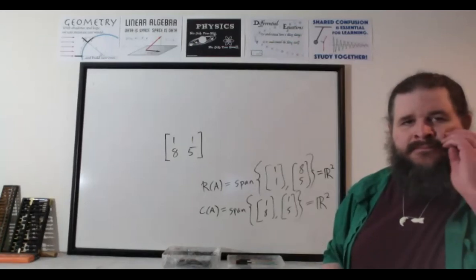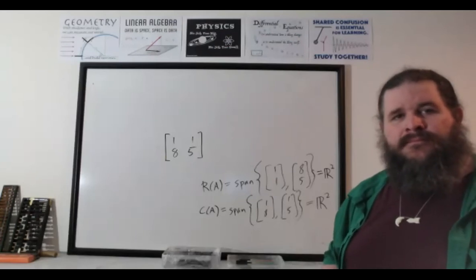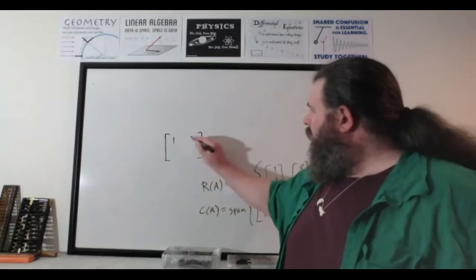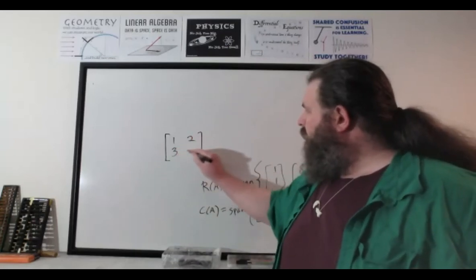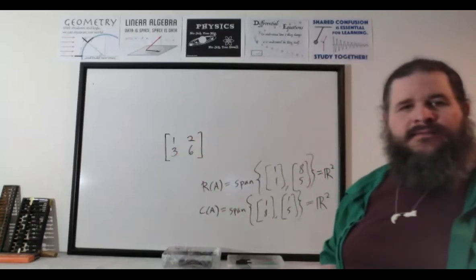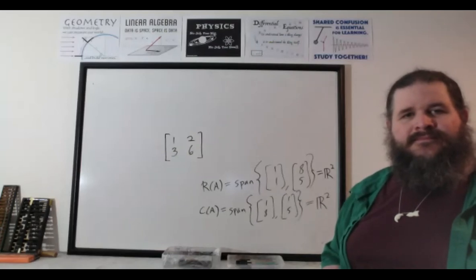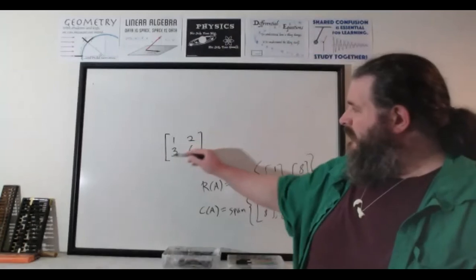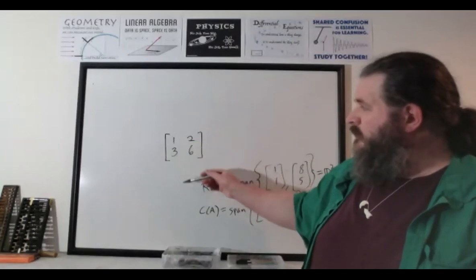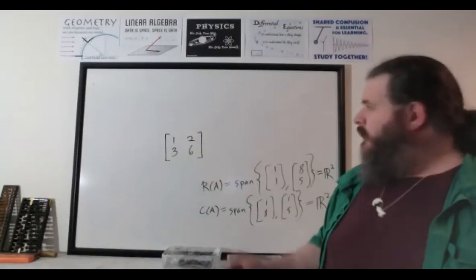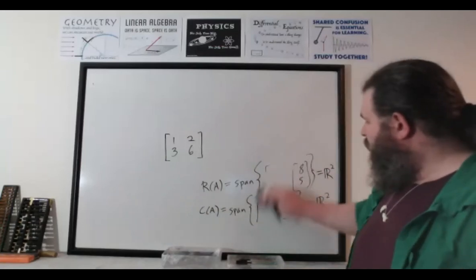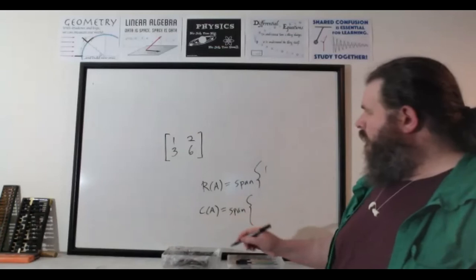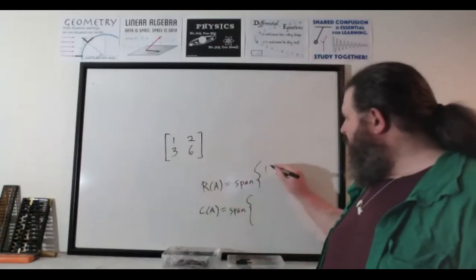What if we do 1, 2, 3, 6? Let's try that. 1, 2, 3, 6. And what's special about that matrix that makes you think that's going to work? It's linearly dependent. Yeah, these rows are linearly dependent. 3, 6 is just in this case, 3 times (1, 2). So that means in this case, the row space is the span of the rows (1, 2) and (3, 6).